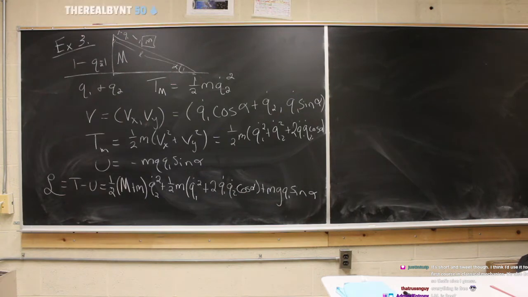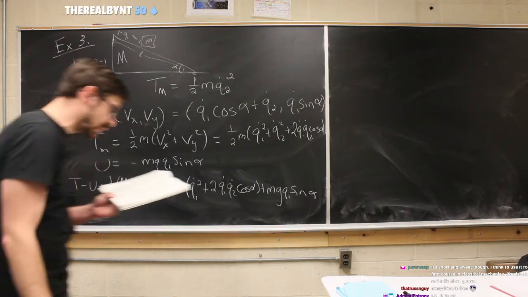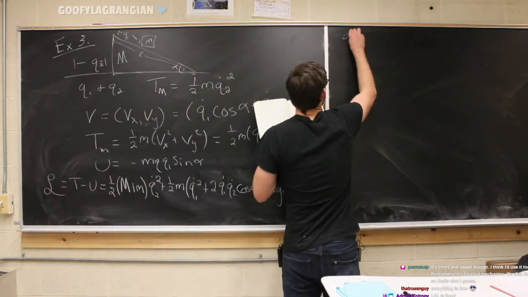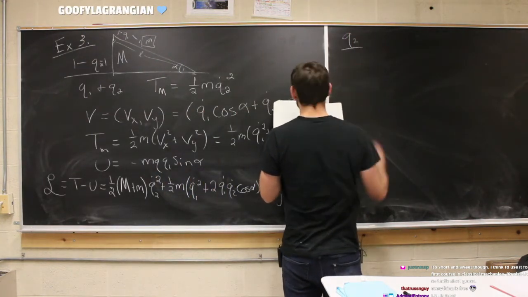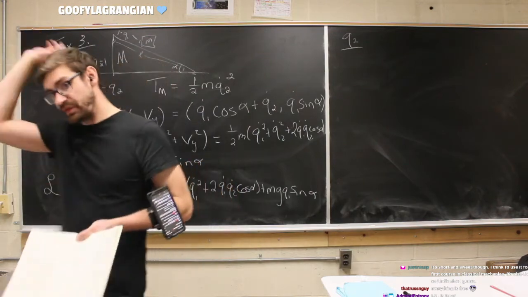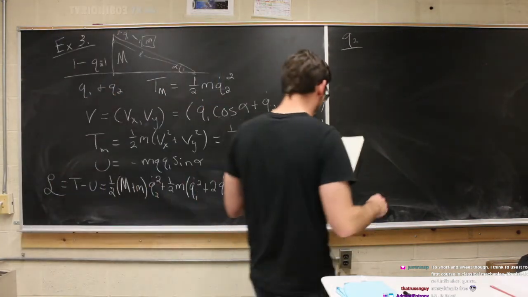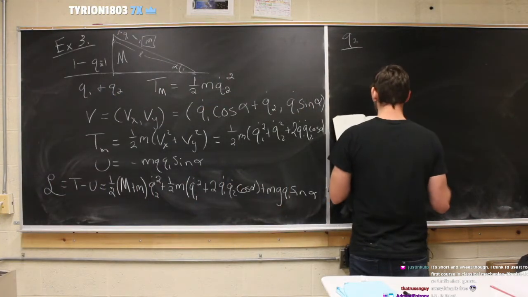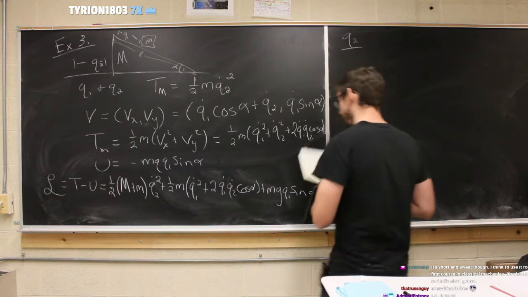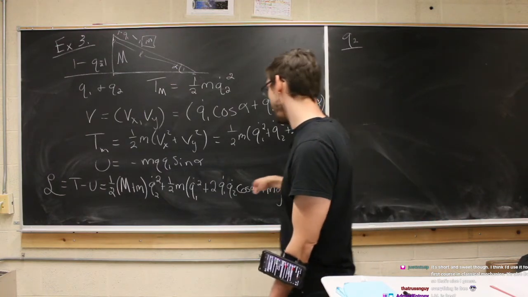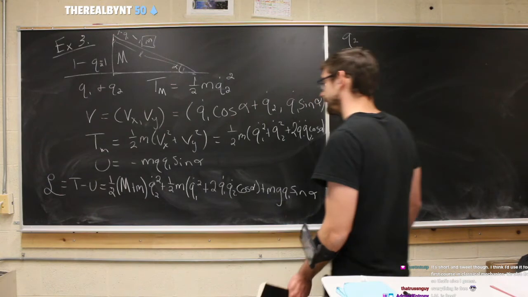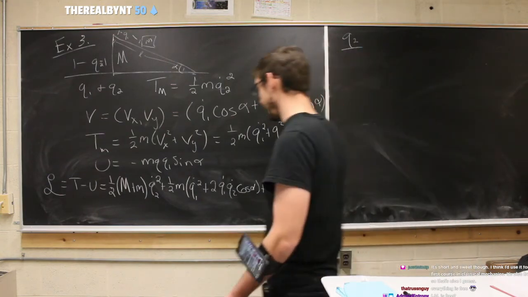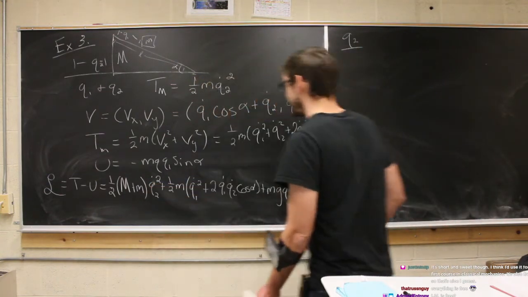Not too bad when we get to our derivatives or our equations of motion, right? We only have two equations of motion because we only have two generalized coordinates. We'll start with q2 because that's relatively straightforward. Again, this has no q2 in it. It has a q2 dot, but it has no q2.